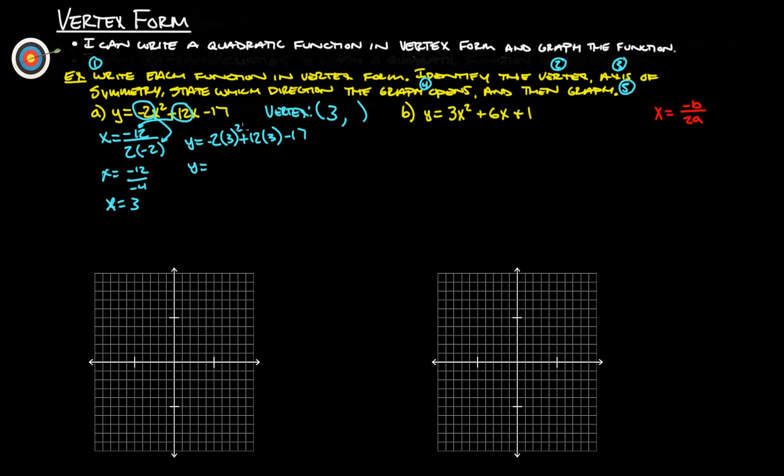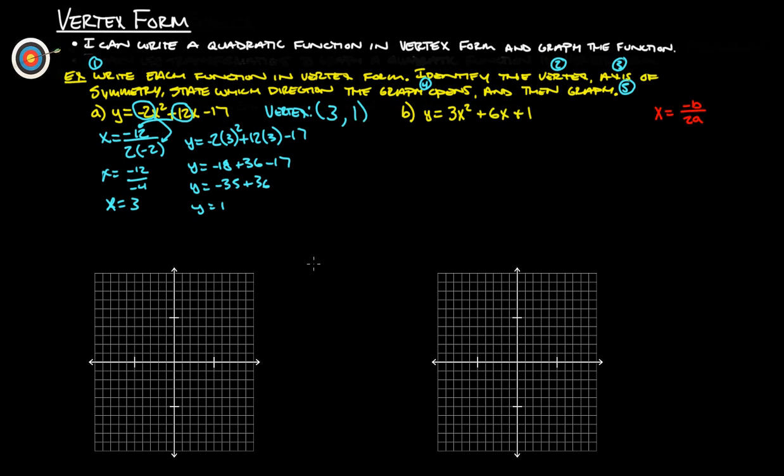So 3 squared is 9. 9 times negative 2 is negative 18. And then 12 times 3 is positive 36. And then minus 17. So let's see. That is 18 and 17 together is 35. So really this ends up being negative 35 plus 36 gives us that y equals 1.